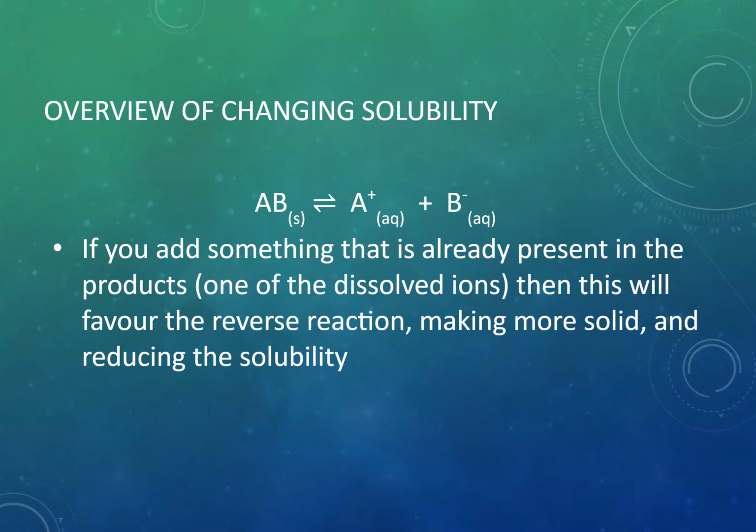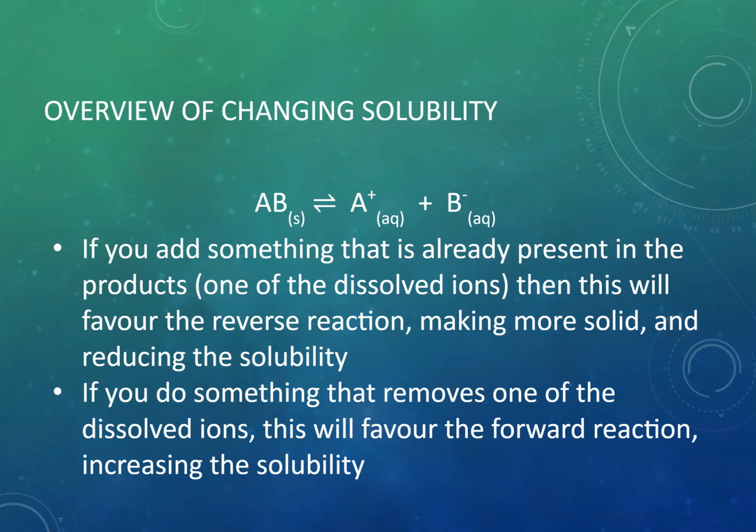If we add one of the ions that is already present, so if we add some more A+, or we add some more B-, then that is going to favour the reverse reaction, which is going to have the overall result of reducing the solubility, because we're going to take some of the ions out of solution and make more solid. So no matter what we do, if we're adding something into the product side, it is going to force that reaction to the left, which is going to reduce the solubility of that ion.